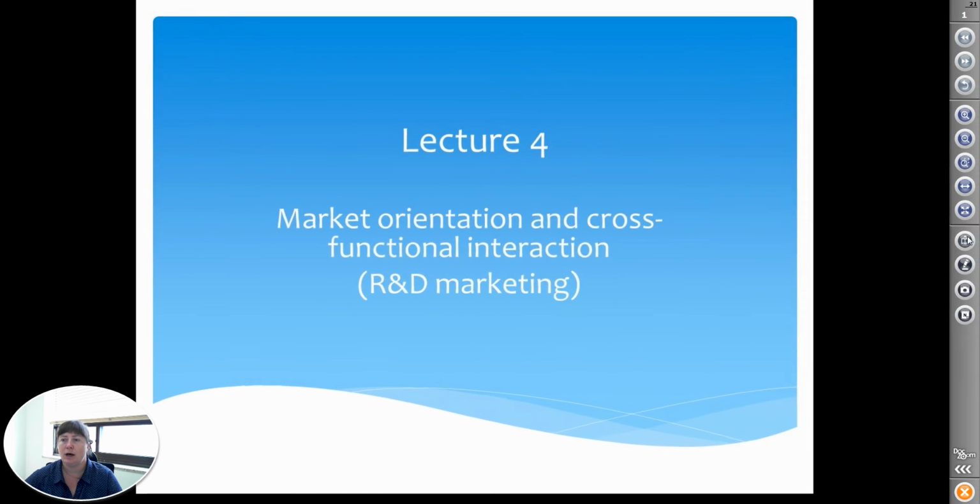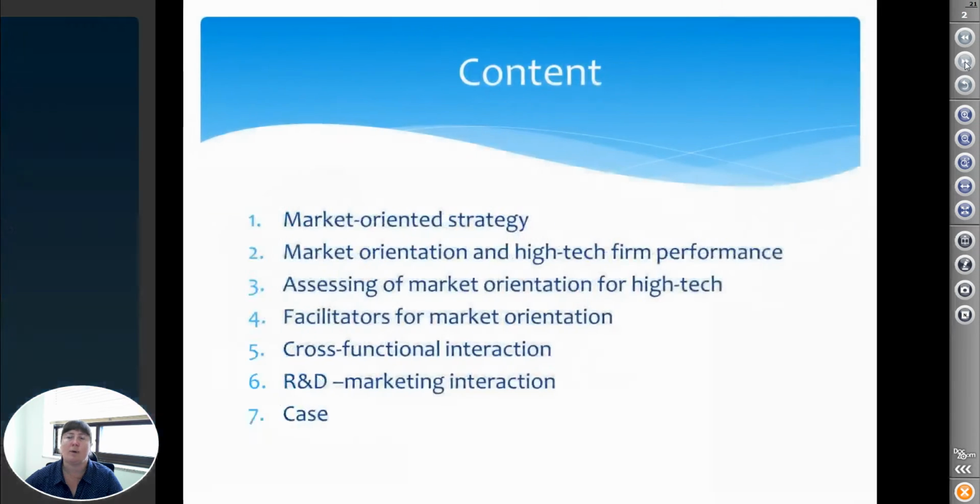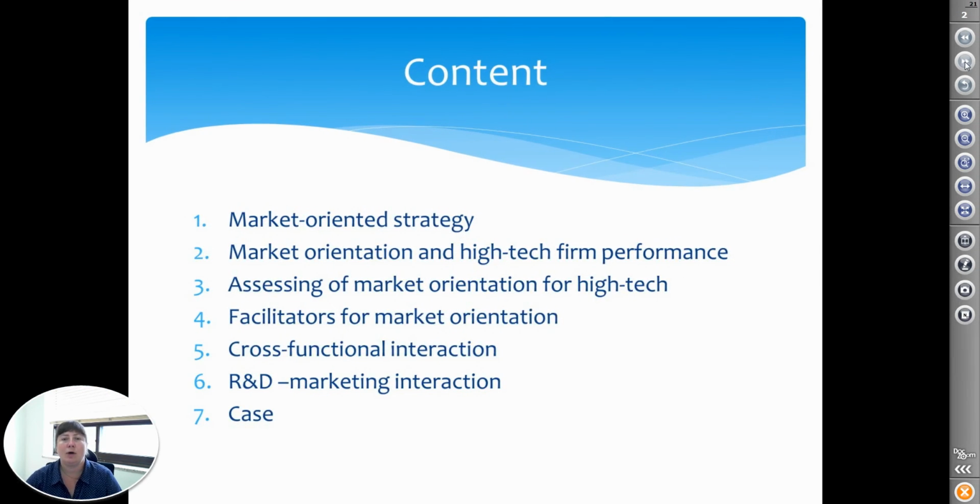First of all, I will explain to you the content of my lecture. So I will show you the definition of the market-oriented strategy and the main aspects and main elements of the strategy, why it's so important to use and implement the market-oriented strategy in high-tech companies. Second, I will show you the market orientation and high-tech firm performance and give you some examples of how to manage this performance and how to be ready for market orientation.